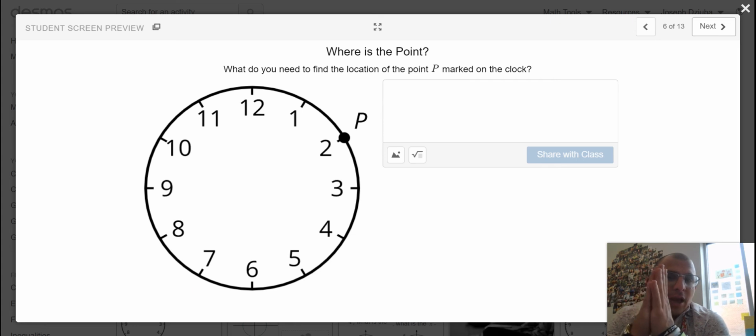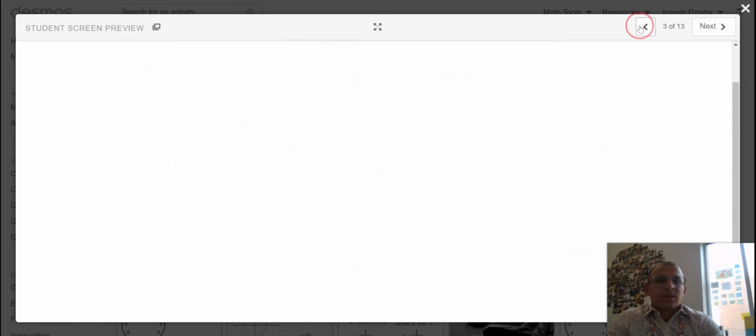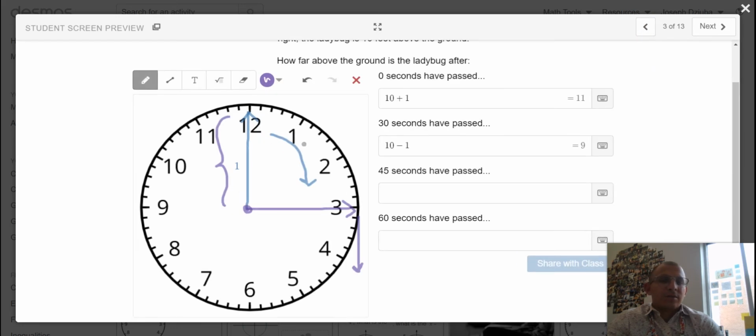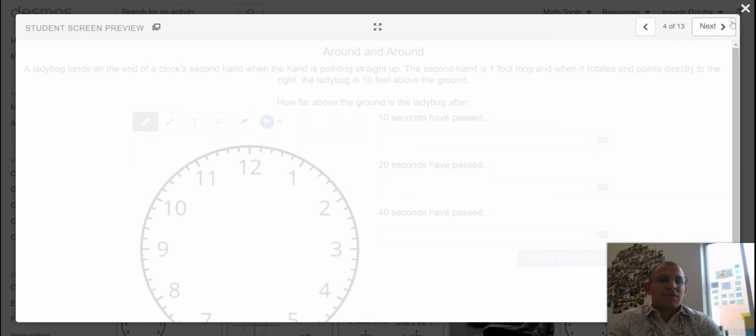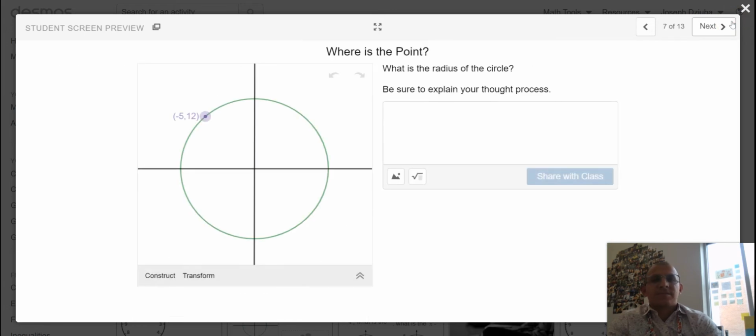So for this one, I'd like for you to have some dialogue with your peers and describe how, if we had placed a coordinate plane here, we could find the location of point P marked on the clock. What could we possibly do? And think about possibly using this to reference or assist you in your response.